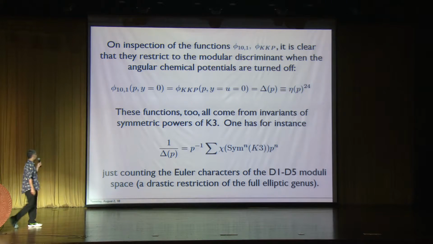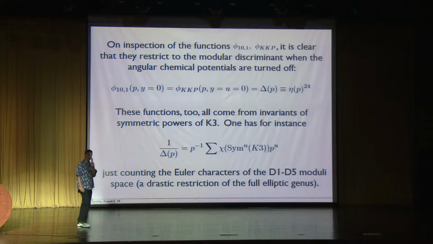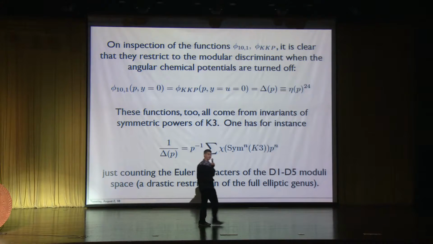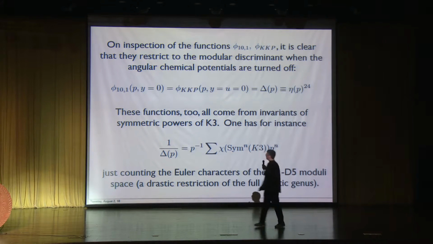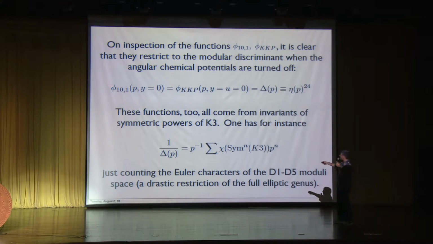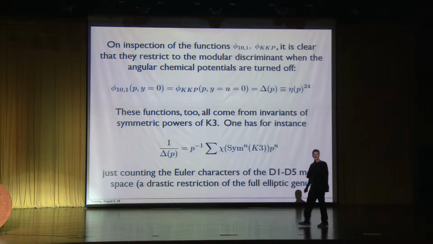Now, if you inspect these functions, they probably look complicated. You get used to them quickly. It's clear that they restrict to a very, very famous function, the modular discriminant delta, when you turn off the angular chemical potentials. So phi 10(1), when you turn off the angular momentum chemical potential, or this function of Katz, Klemm, Pandharipande, when you turn off both potentials, just become the eta function to the 24th.